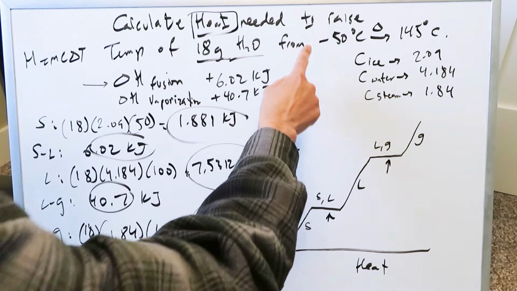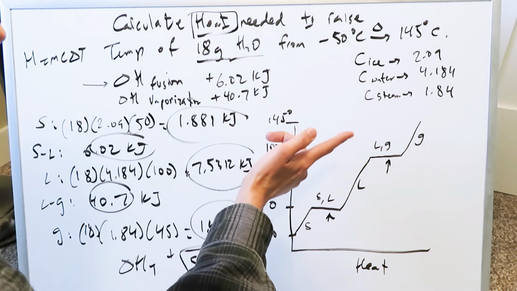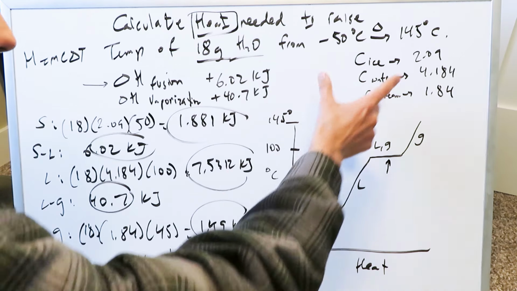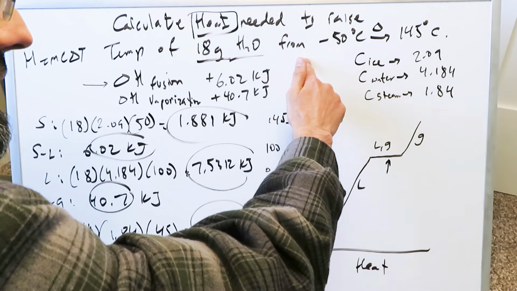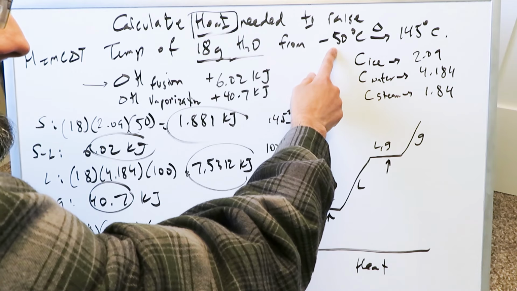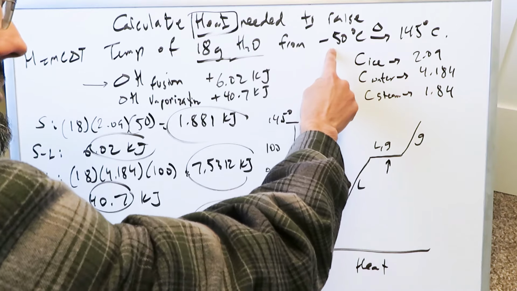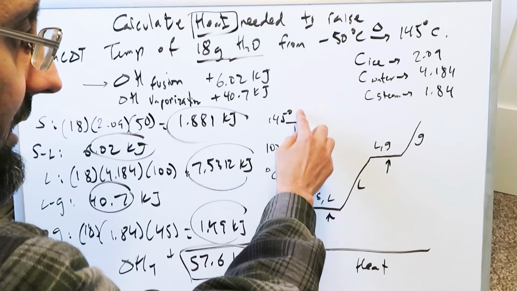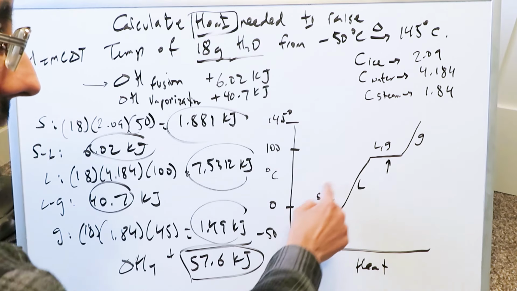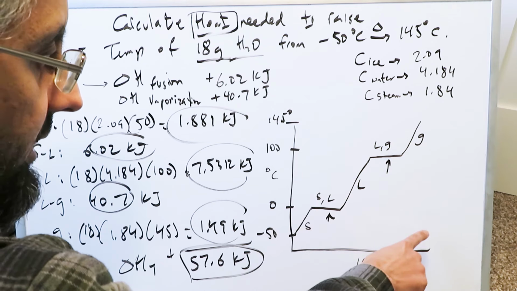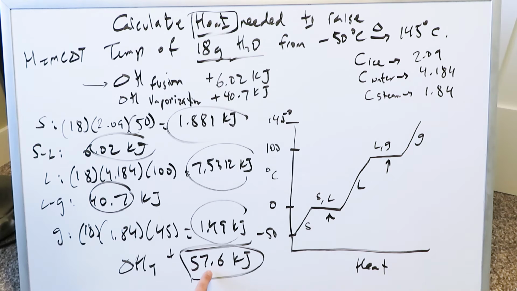Supposedly the question was, what's the amount of heat released? Because you know it's an exothermic reaction for the reverse reaction where you're going from steam to ice, from 145 to minus 50. Here everything will be the same except your graph would be flipped. You see how we're going upwards? You'll start from here, you'll start going down in that direction. This value will be the same except in that case you'll have an answer of minus 57.6.